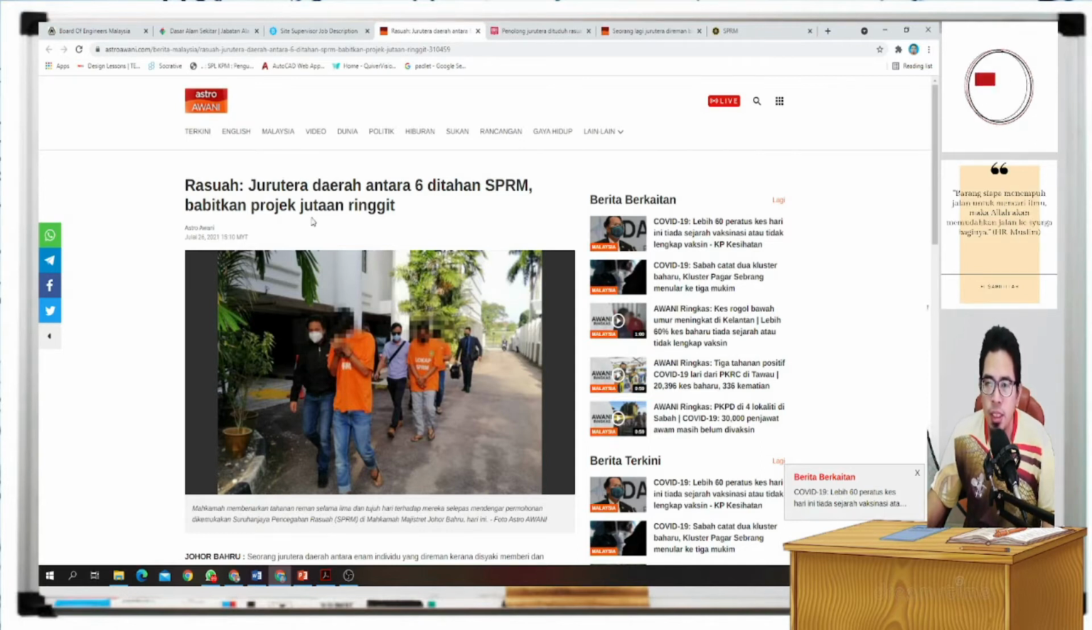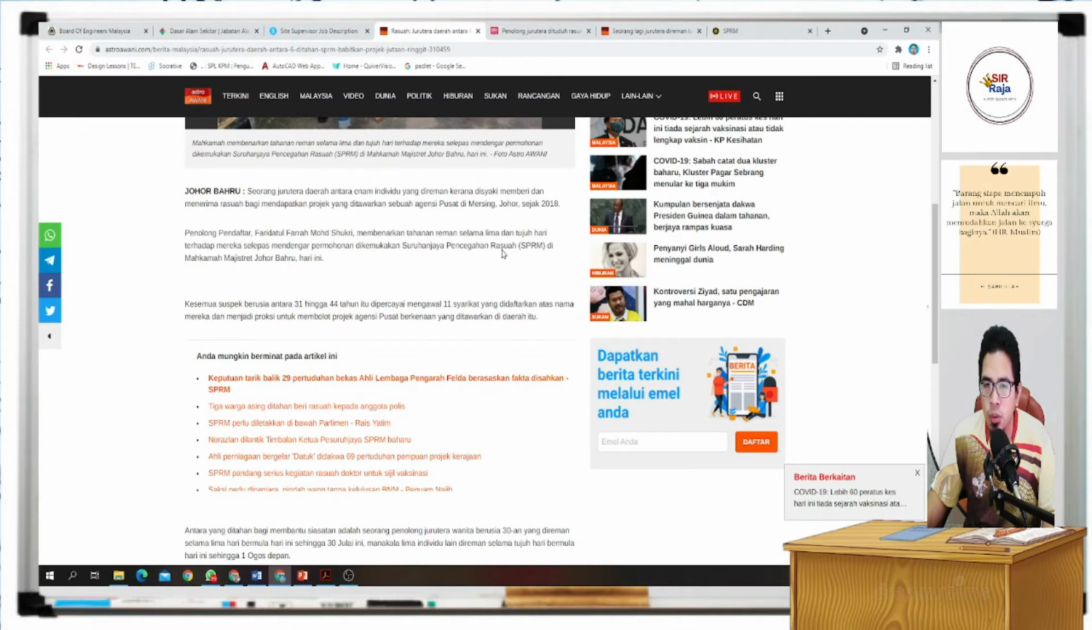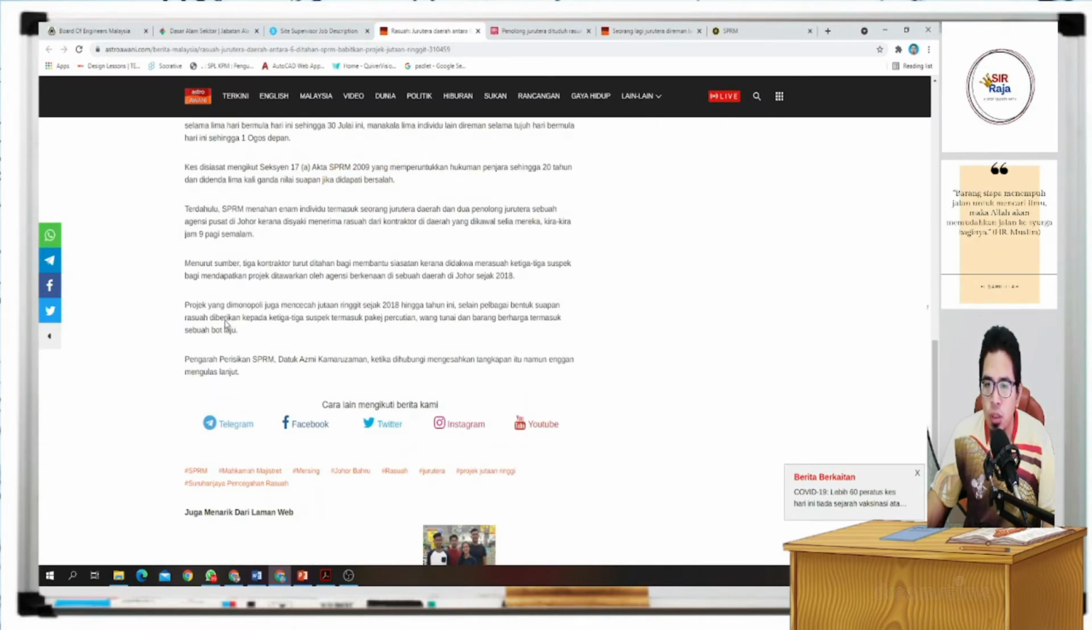Jurutera daerah antara 6 ditahan, SPRM babitkan projek jutaan ringgit. I'm just going to go to the part of the charge. Projek yang menurut sumber 3 kontraktor turut ditahan bagi bantuan siasatan kerana didakwa merasuah ketiga-tiga suspek bagi mendapatkan projek ditawarkan. So basically, you have to know that there are agencies that we call developers, and these developers can be under government, under private companies, and then we have GLC, semi-government bodies.